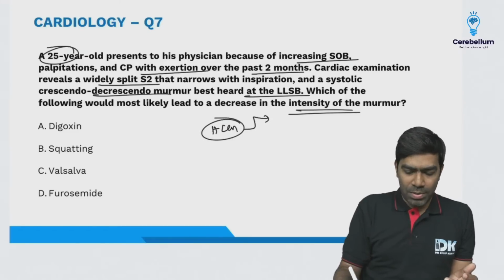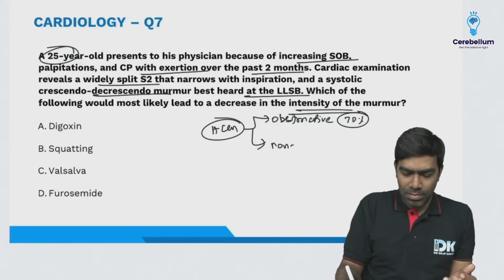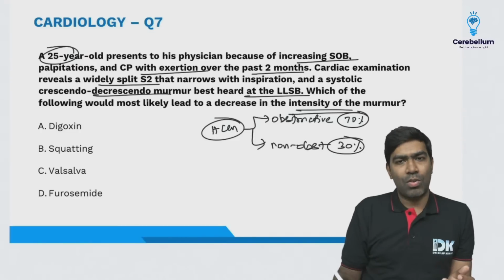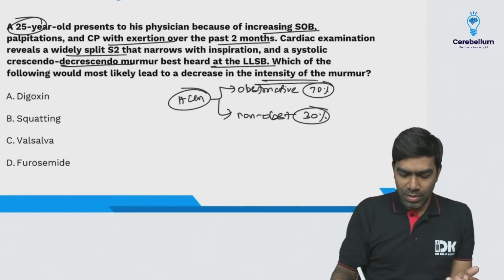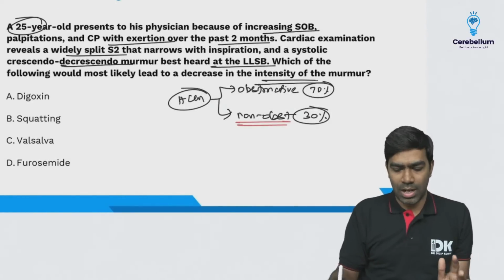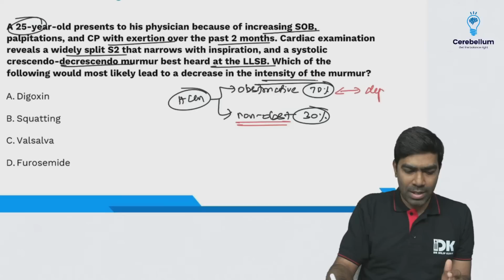And there are two types of hypertrophic cardiomyopathy. One is obstructive type, which is the commonest. Almost 70% of cases will be obstructive type. And second is non-obstructive type, where you have only 30% of the cases. But remember, 30% of the cases will have no obstruction. And this obstruction, as we have discussed so many times in the previous lectures, is dynamic obstruction.